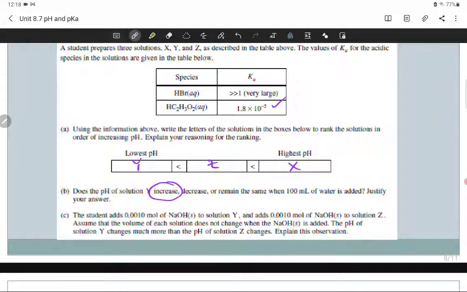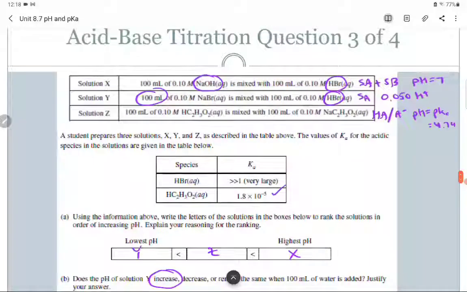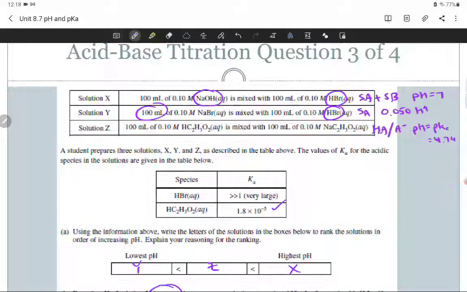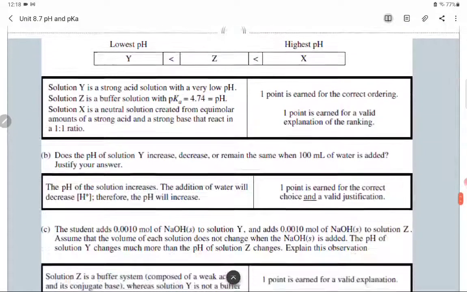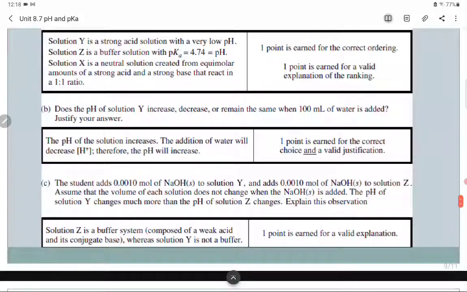And then question C. You add sodium hydroxide to the Y and you add to the Z. So let's go back and refresh our memory what those are. The Z is a buffer. So if you add acids or bases to a buffer, it's going to resist that pH change and it's not going to change much. I bet that's what the question says: the pH of solution Y changes more than the solution Z. Explain. So I think it's going to be about a buffer. And we can look at those answers, but I think those match up with what I had already mentioned.